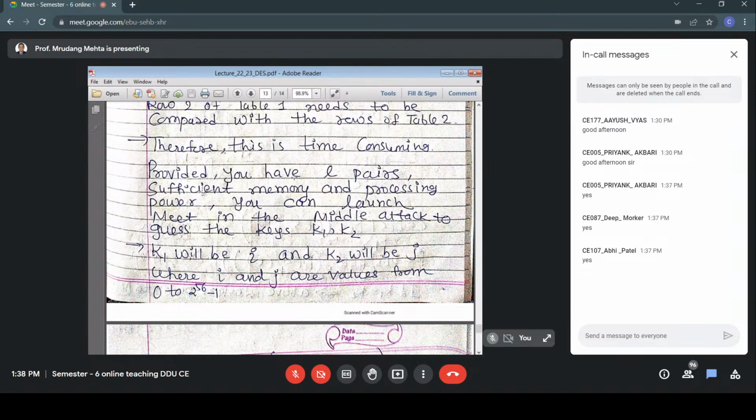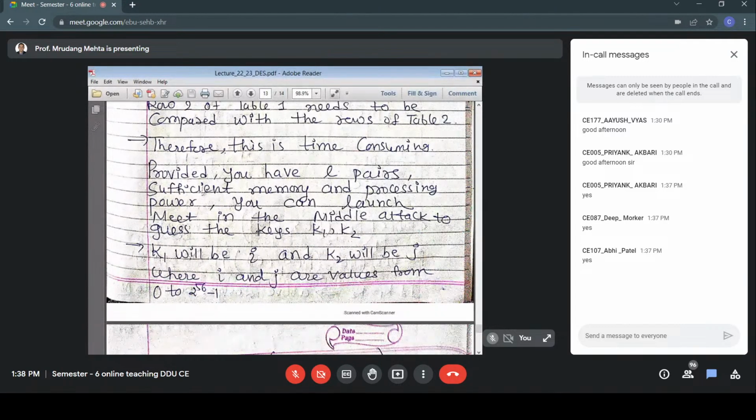then it's a huge number, right? So provided that you have L pairs, sufficient memory and processing power, you can launch a meet in the middle attack to guess the keys K1 and K2. Now, if you want to have such a huge memory and processing power, you need high performance computers. High performance computers are a separate branch.